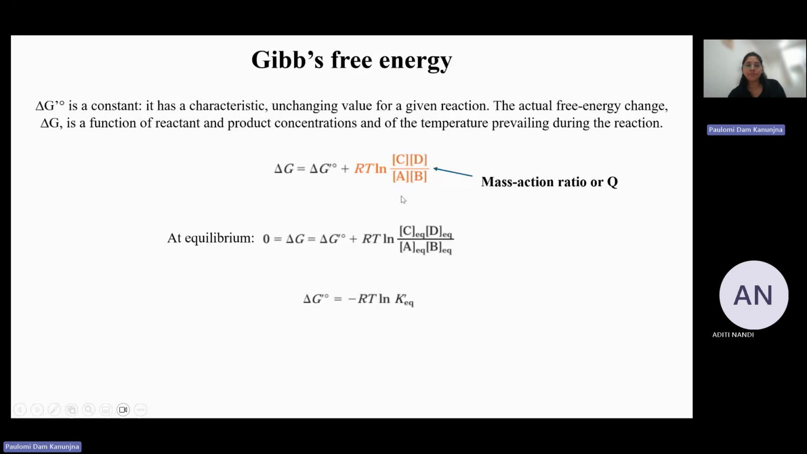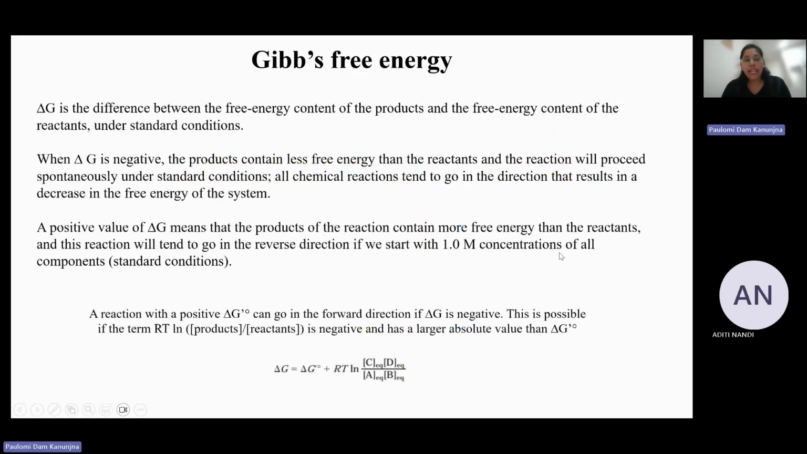Okay? Right. Now, delta G is basically the difference between the free energy content of the product and the free energy content of the reactants under standard condition. We have already understood that. We already know when delta G is negative, reaction takes place spontaneously. When delta G is positive, reaction is non-spontaneous, right? So when delta G is negative, what actually happens in terms of products and reactants, let's try to understand it a bit better. So when delta G is negative, the products contain less free energy than the reactants, and the reaction will proceed spontaneously under standard conditions, right?